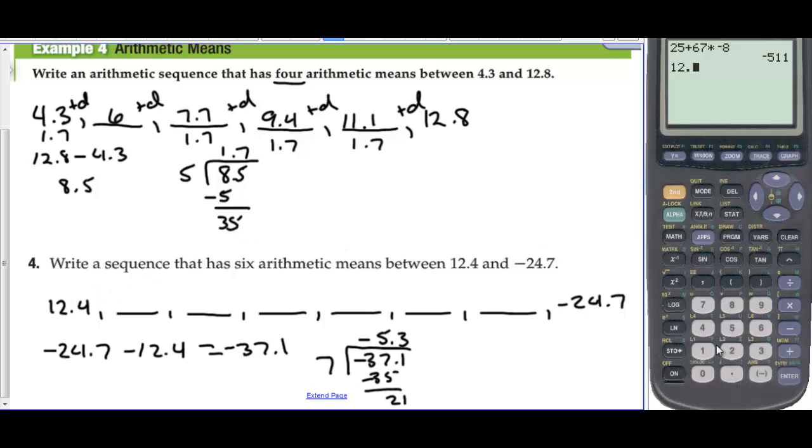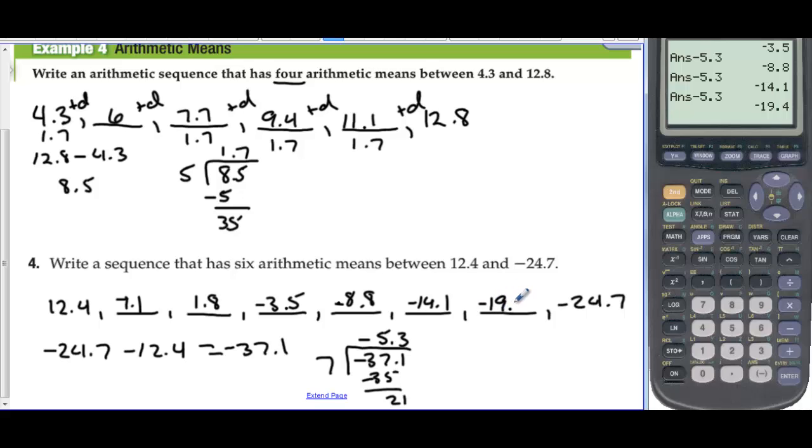Let's take 12.4 and minus 5.3 a few times. And there's your first 3 numbers. We have 7.1, 1.8, and negative 3.5. Let's do that a few more times. We're minusing 5.3. And we get negative 8.8, negative 14.1, and negative 19.4.